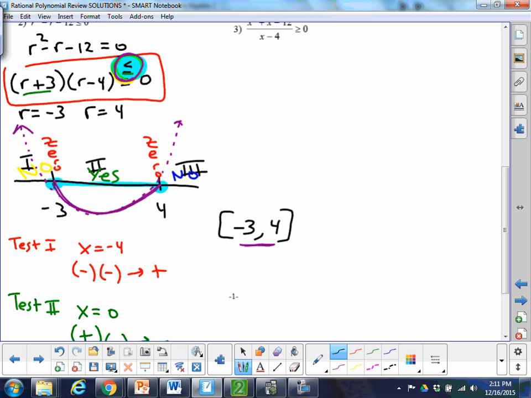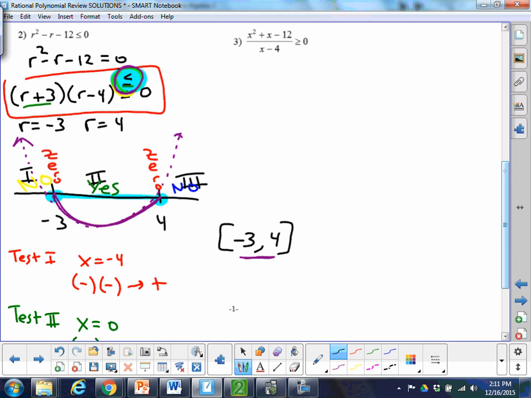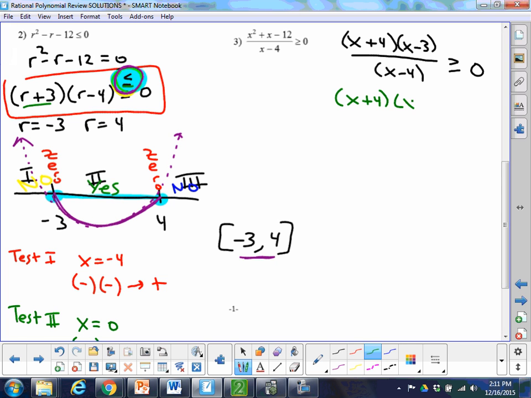Okay, number 3, similar type problem, but just had one extra little step to it. If we factor the numerator in a similar manner, x plus 4 times x minus 3, and the bottom is x minus 4. This one again, if we're going to solve the equation, what you could do is multiply both sides by x minus 4. So in this case, if you multiply by x minus 4, the right side's still going to be 0. Okay, and we could solve this the same way and get some critical values of x equals negative 4, x equals 3. I would go ahead and plot those.